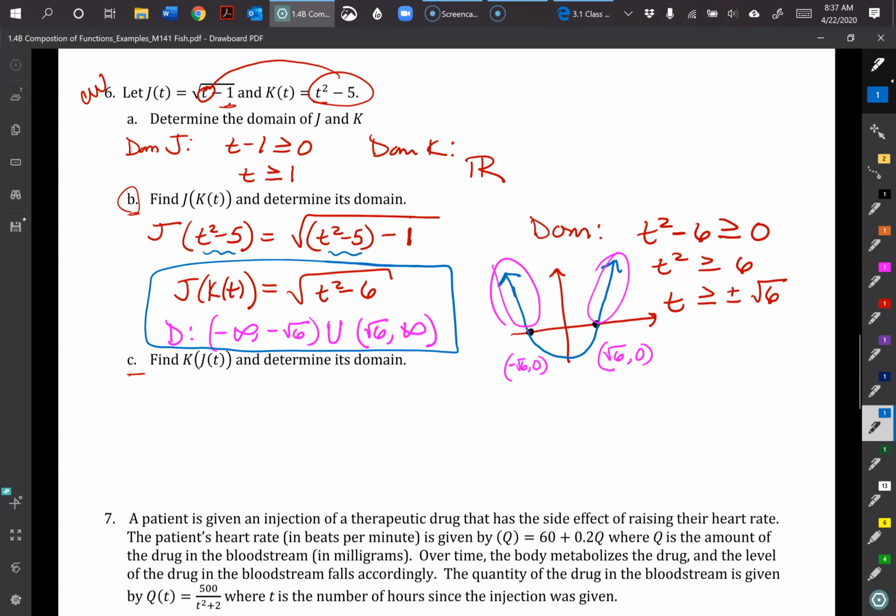And that gives me the domain of my composition. Don't forget the domain of your inner function. That was already all real numbers, so we didn't have any restrictions there.